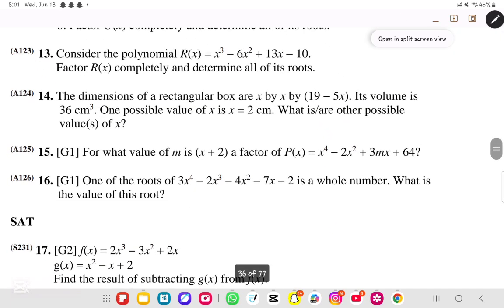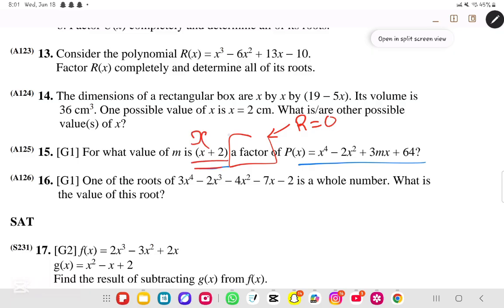They said, what is the value of m, if this is a factor of this? Look at the keywords: is a factor of this. If this is a factor, that means the remainder is equal to 0. What does it mean that the remainder is equal to 0? That means if you make this equal to 0, you will get x is equal to minus 2.